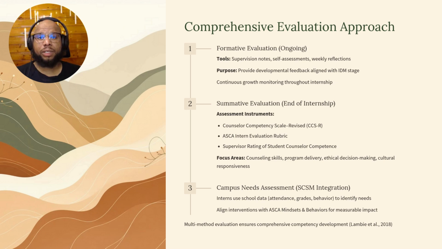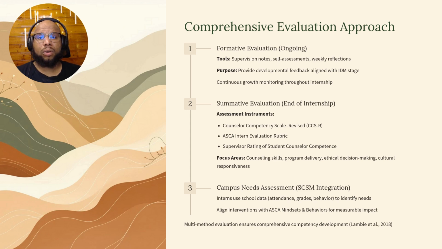Evaluation in supervision serves two vital purposes. It ensures accountability to ethical and educational standards, and it provides structured feedback to guide the intern's professional growth. Effective supervisors use both formative and summative evaluation to monitor development, identify strengths, and address areas for improvement.